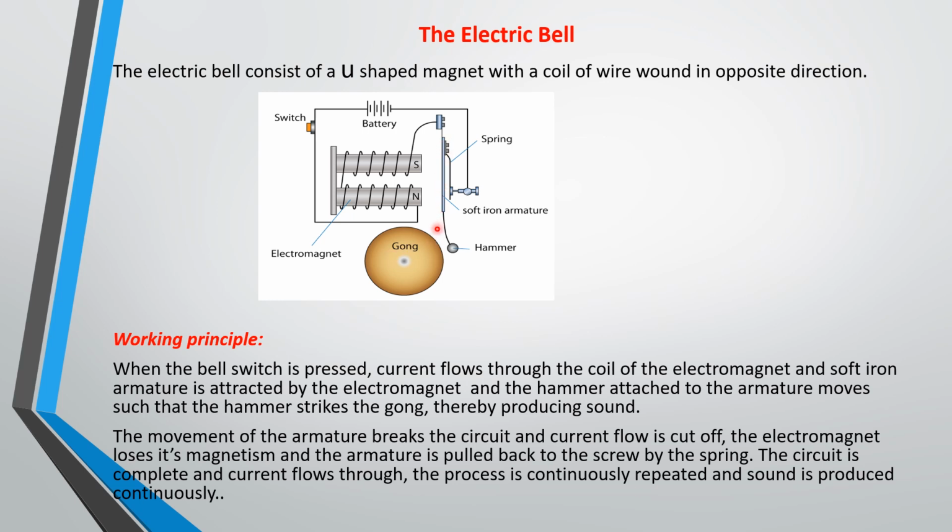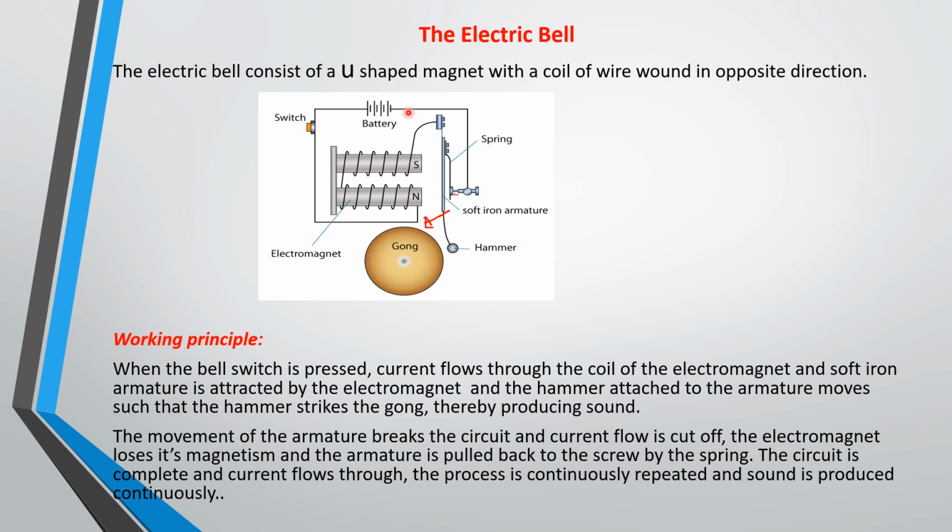The movement of this armature breaks the circuit, because this is the point at which the circuit is completed. Once this armature moves in this direction, it will break the circuit. And when the circuit is broken and the current is cut off, the electromagnet will lose its magnetism and the armature is pulled back by the spring. Once it is pulled back, the circuit is completed again and current will flow. The process is repeated, and this continuous repetition makes you hear the sound continuously.